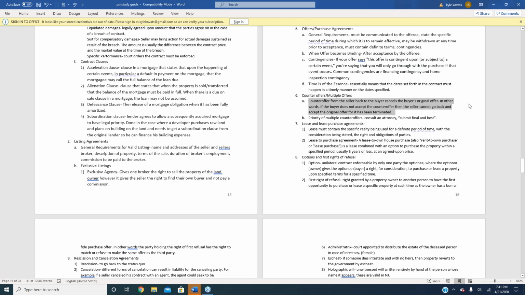Then a counteroffer. As far as a counteroffer is concerned, counteroffers cancel all previous offers made. So if they were to ask you, what would cancel all previous offers made? It's a counteroffer. So that's number one. Number two, it's the most common scenario where the seller becomes the offeror.